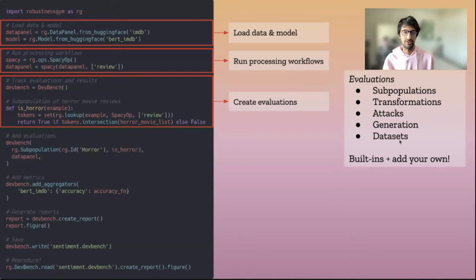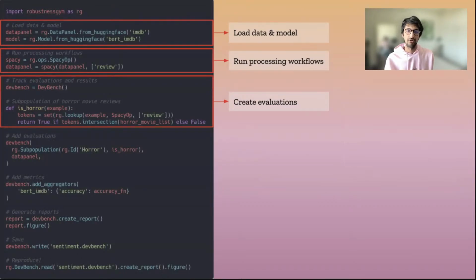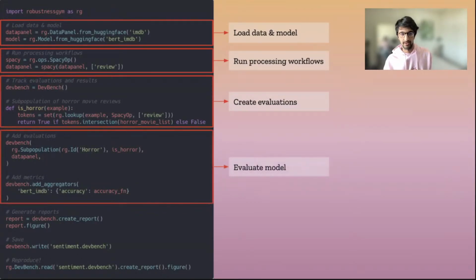And on the left, I show a simple example of how we can write a simple subpopulation for looking for horror movie reviews if you have a word list running around. So it's a couple of lines of code, you can do it pretty quickly. And then of course you can add all of these evaluations into this dev bench object.